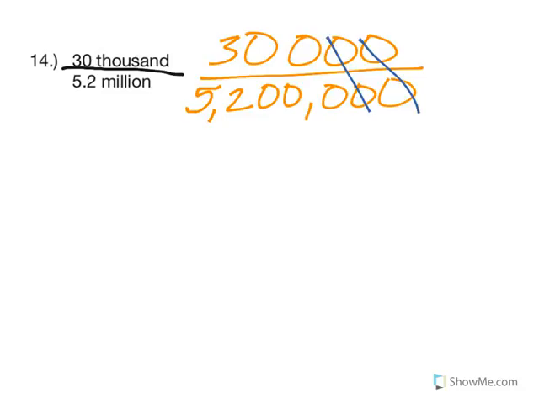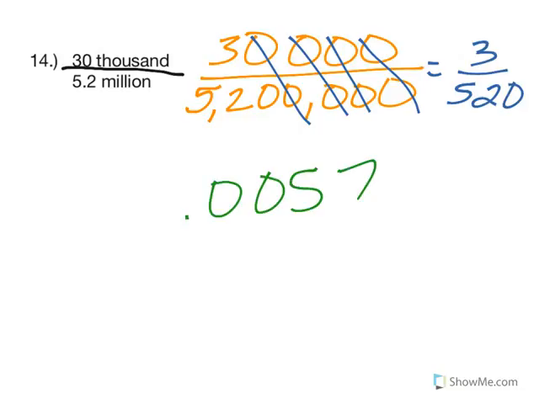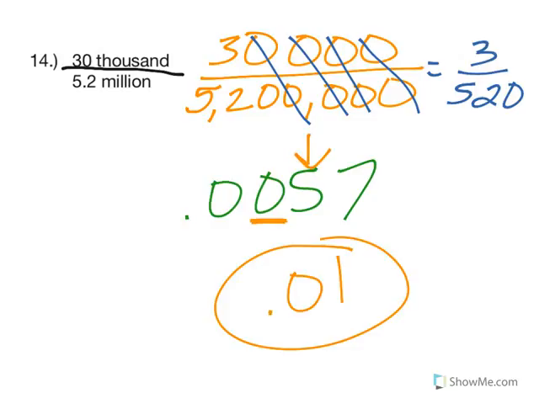If you notice, you can change it to a much simpler fraction first just by chopping off the zeros, and we end up with 0.0057. Rounded to the nearest hundredth, that's this 0, the 5 rounds up, so rounded to the nearest hundredth, you get 0.01.